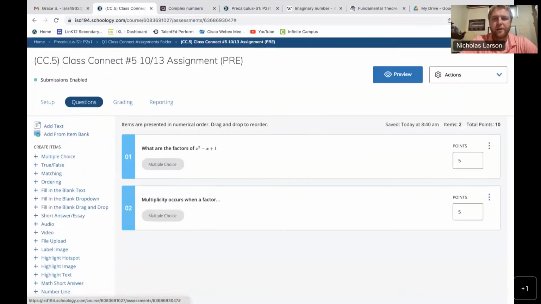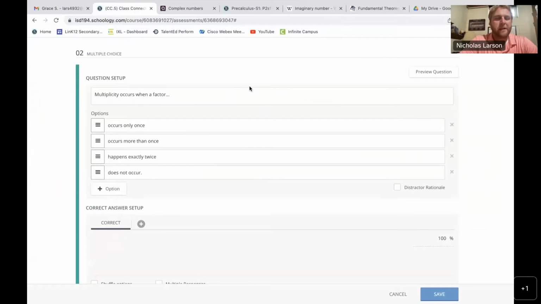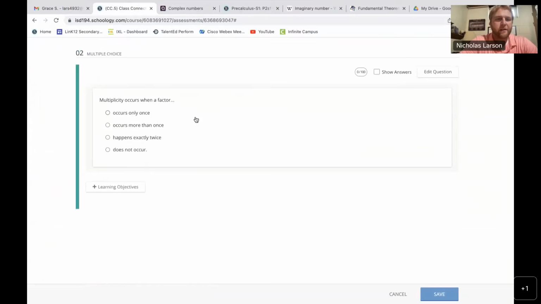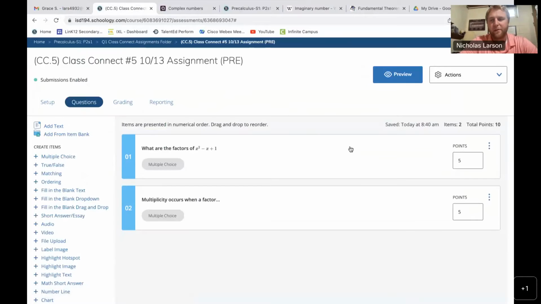And next question. Multiplicity occurs when a factor occurs more than once. So the word occur is occurring a lot. That was my attempt at being funny.